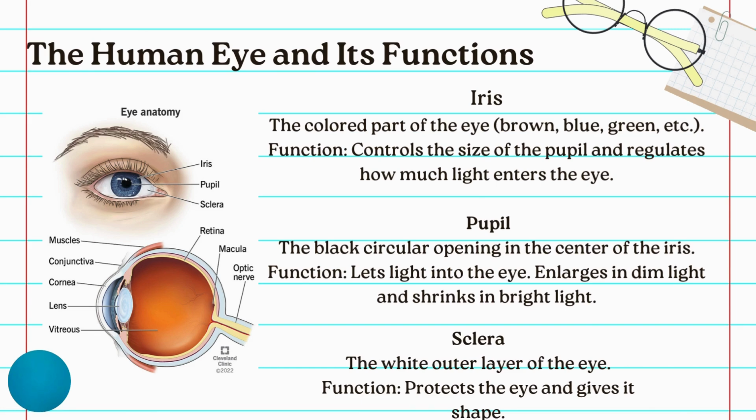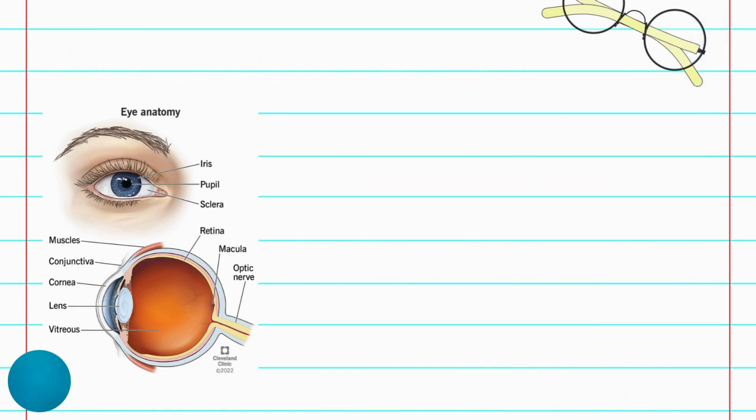And then we have the sclera. The sclera is the white outer layer of your eye. You can see it if you look in the mirror, but it's all over your eyeball. It covers your entire eyeball, and it serves to protect your eye and gives it its shape.